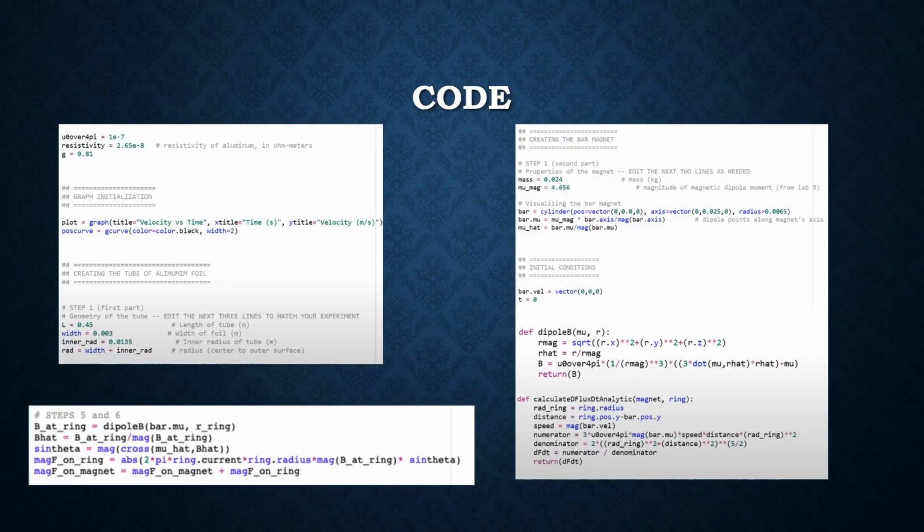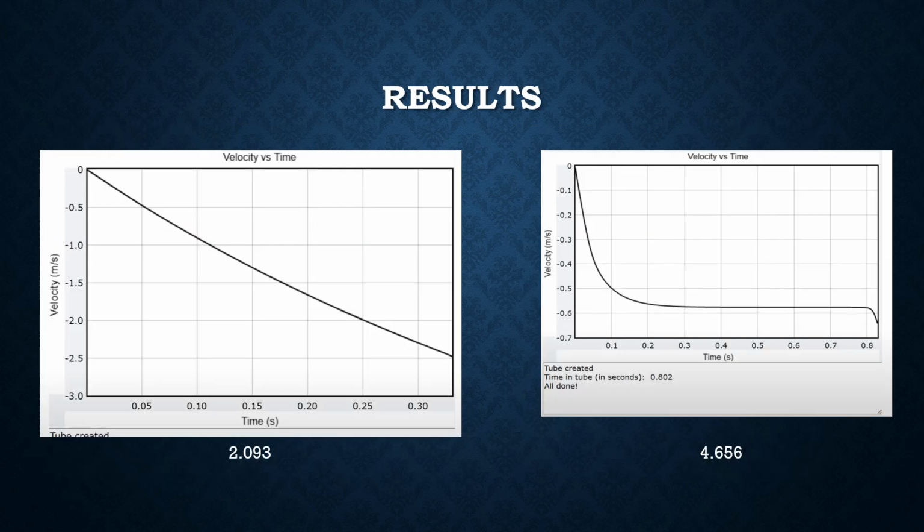And this is my GlowScript code based on using these to find that data and plot points that you saw, as well as calculating the magnetic force on the ring and on the magnet, and using their resistivity too. And these are the results from the GlowScript. The left one is using the dipole moment of 2, the other one's using 4.6.